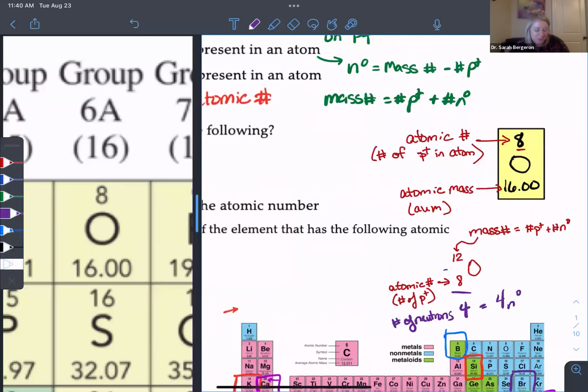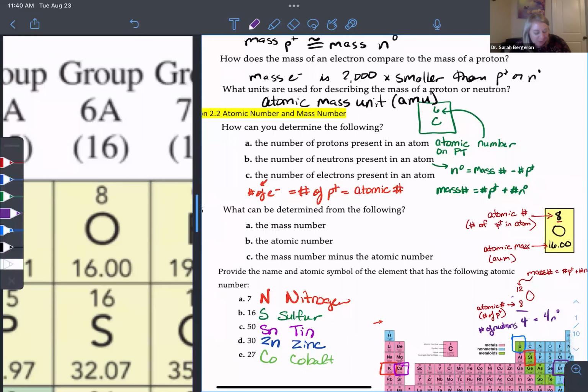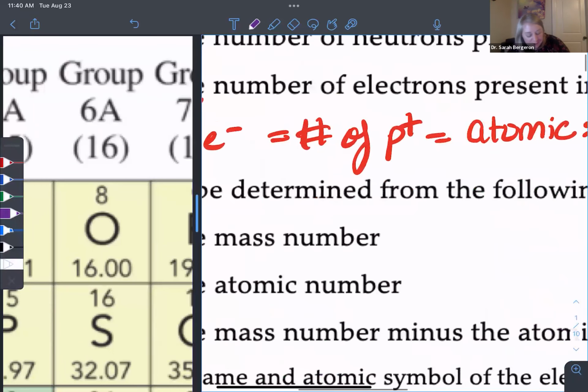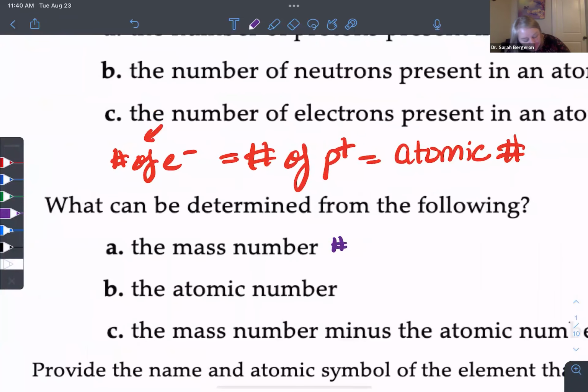Okay, so what were our questions? What can be determined from the following? The mass number. So what does the mass number tell us? The mass number tells us the number of protons and the number of neutrons. And you think about that mass number. What are the subatomic particles that take up mass? Well, which ones are the most massive in the atom? The protons and the neutrons. So those are the ones that give you a mass number. So this is always going to be a counting number. It's always going to be a whole number.